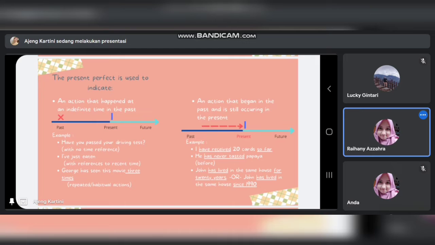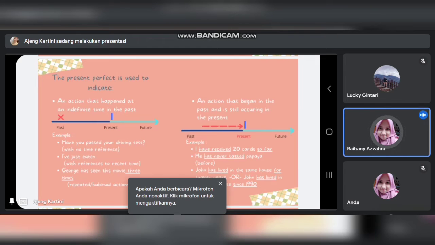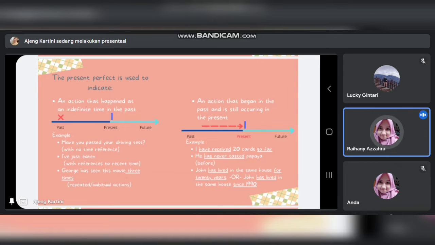And the second action is an action that began in the past and is still occurring in the present. For example, I have received 20 cards so far. He has never tasted papaya before. John has lived in the same house for 20 years, or John has lived in the same house since 1990.